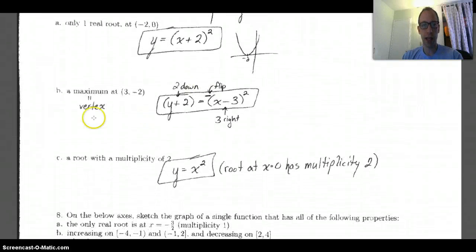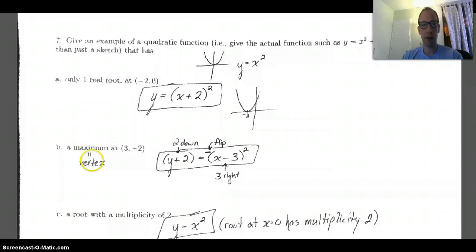Okay, second one, we want a quadratic function that has a maximum at 3, -2. In other words, we want the vertex to be at 3, -2, and we want it to open down. So shifting it 3 to the right means we subtract 3 from our x. Shifting it 2 down, getting that -2, means we add 2 to the y.